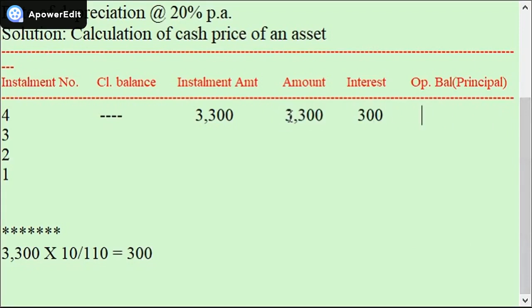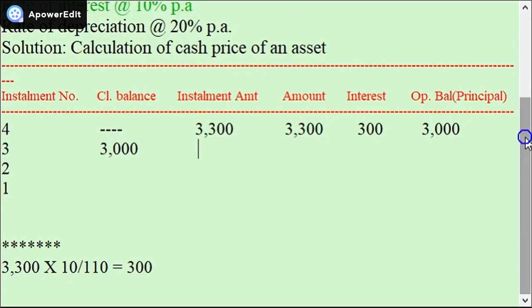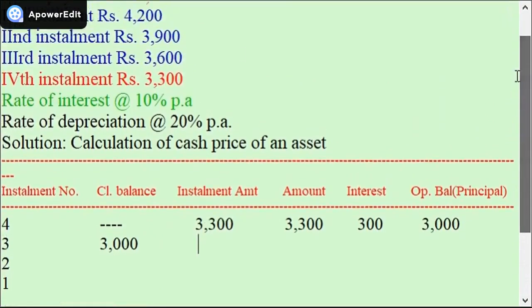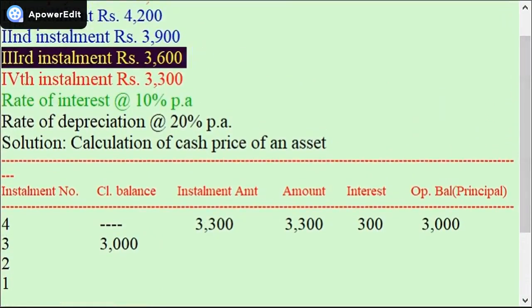Now what is the opening balance? 3,300 minus 300. You get 3,000. For the fourth year, 3,000 rupees is outstanding. That becomes the closing balance for the third year, 3,000. And what is the installment amount which he is paying as the third installment? The third installment amount is 3,600.